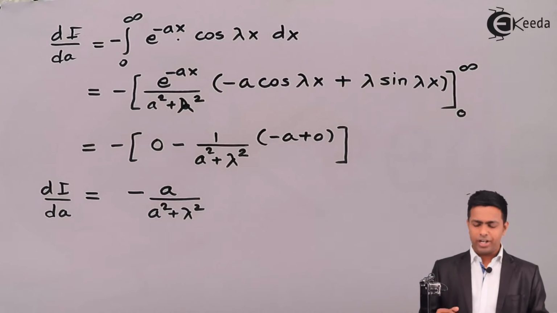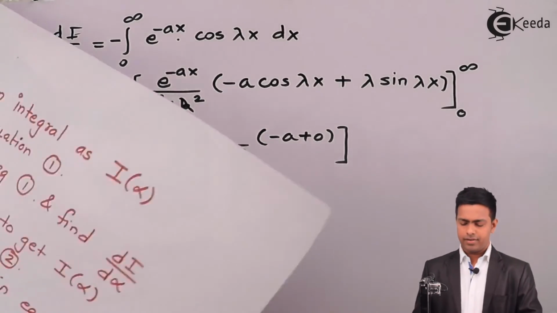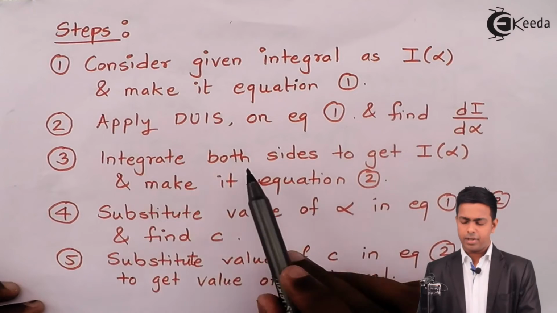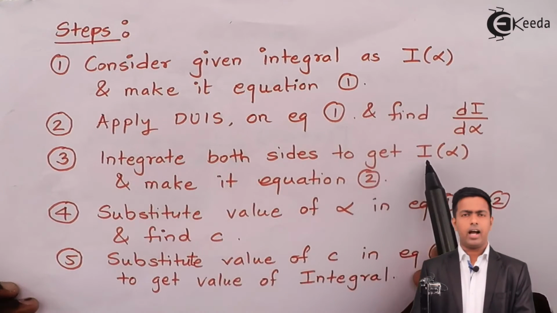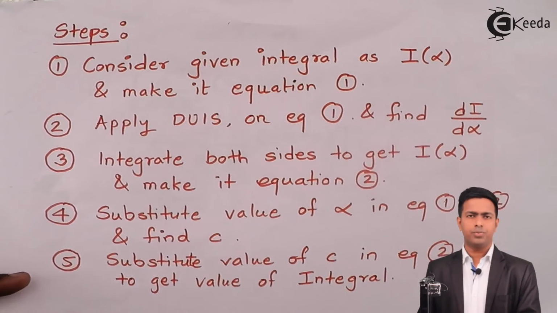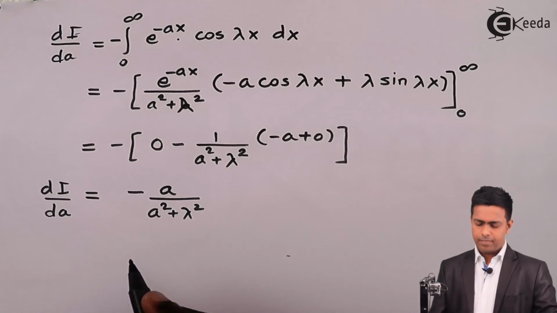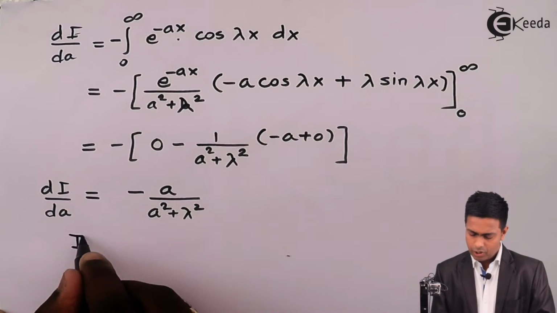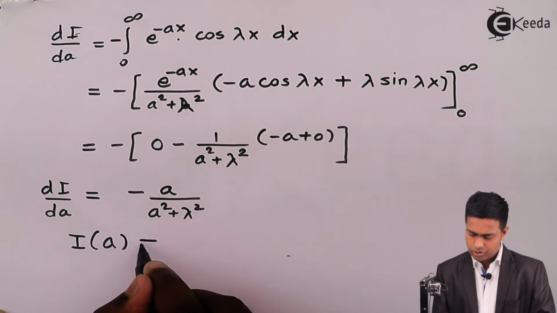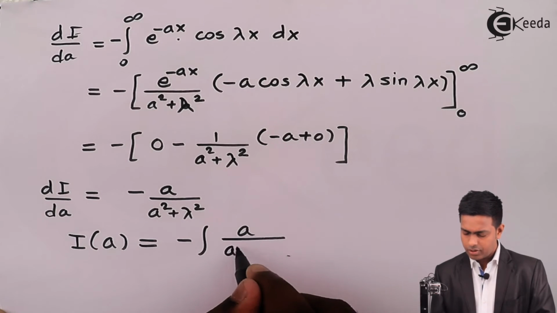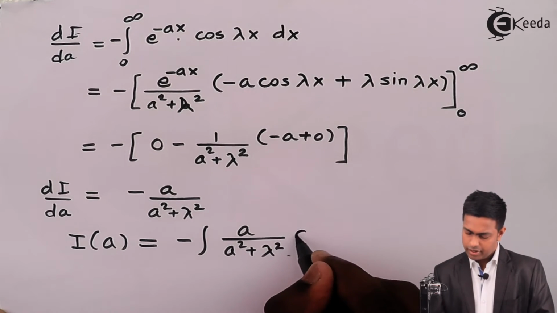So here we got the value of dI by dA. Now let's come to step number 3. As per step number 3, now we'll integrate both sides to get the value of I of alpha, that is I of A again, and we'll make it equation number 2. So here I'll say integrating both sides, we will get I of A equals to, now here negative sign outside, A upon A square plus lambda square into dA.